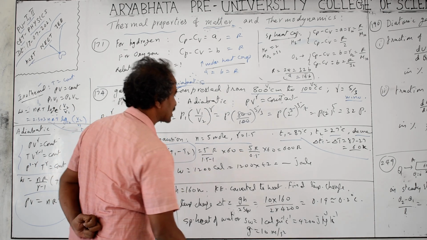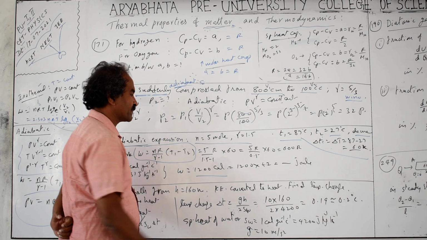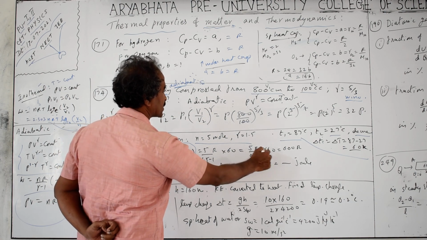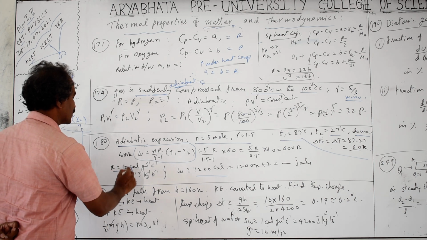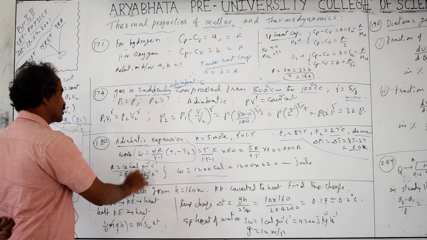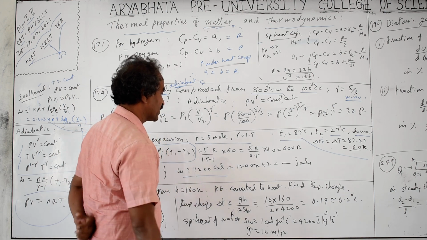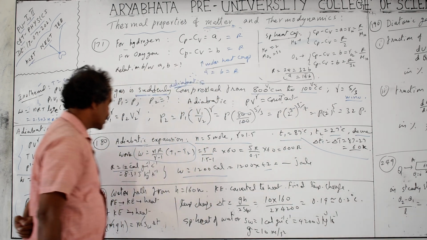Answers are given in terms of calories. Because calories are given, R you can take as 2 units. By 1.5 minus 1 is 0.5 into 60, 5R by 0.5 into 60 is 600R. R can be taken as 8.31 or 2, but answer is given in calories, so 2 you would use. Multiplying this, you will get the work done as 1200 calories. For joules, multiply with 4.2, you will get it in terms of joules.